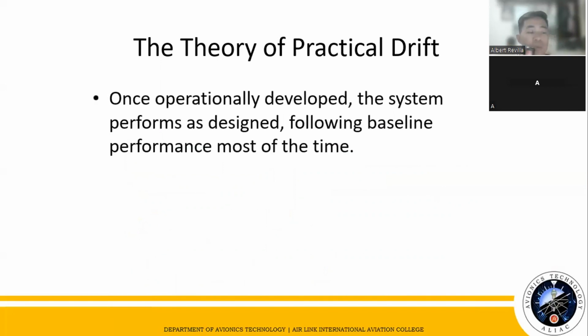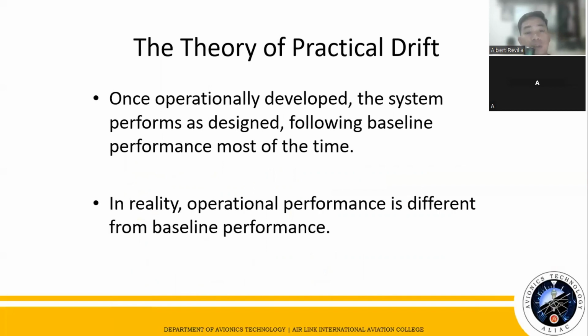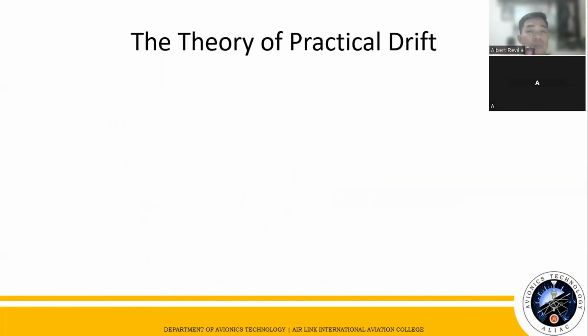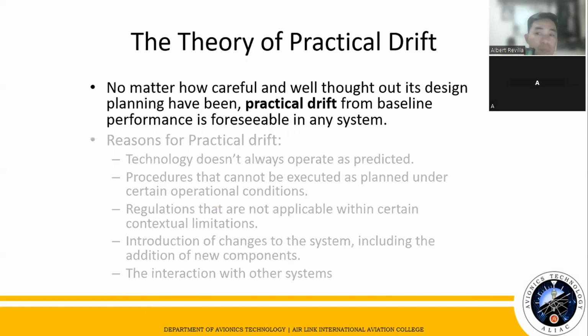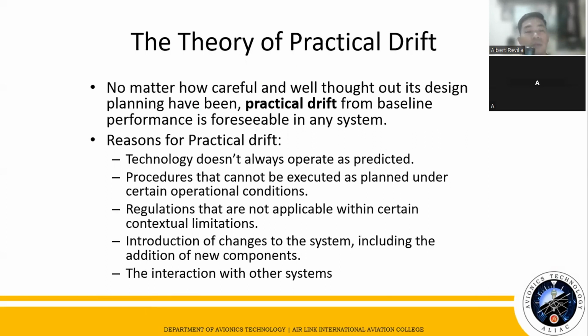So once operationally deployed, the system performs as designed, following baseline performance most of the time. So in reality, operational performance is different from the baseline performance. No matter how careful and well thought out its design planning has been, meron tayong tinatawag na practical drift from the baseline. So performance drift is foreseeable in any system. So ano ba yung mga reasons sa practical drift?